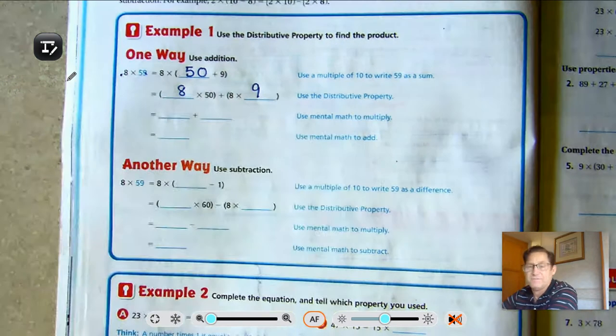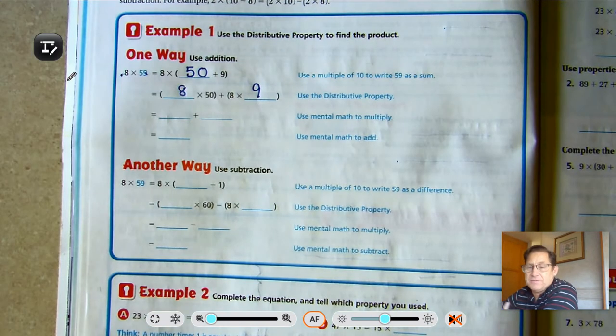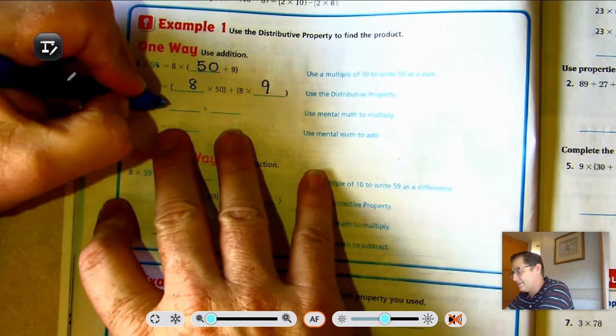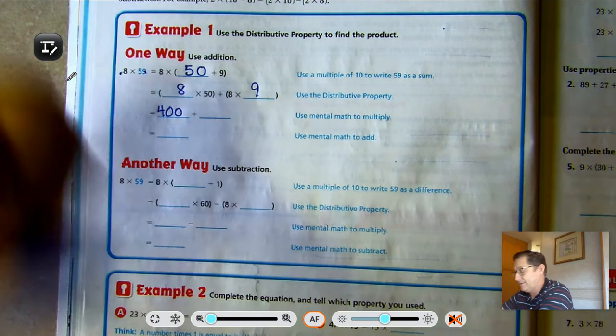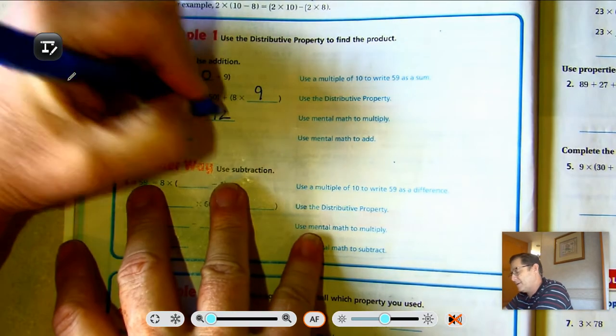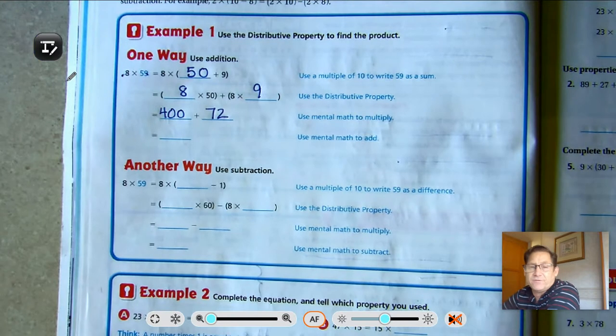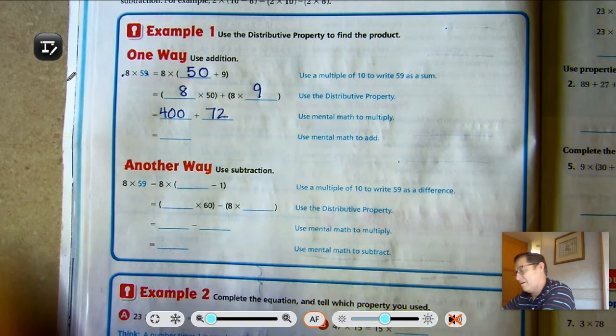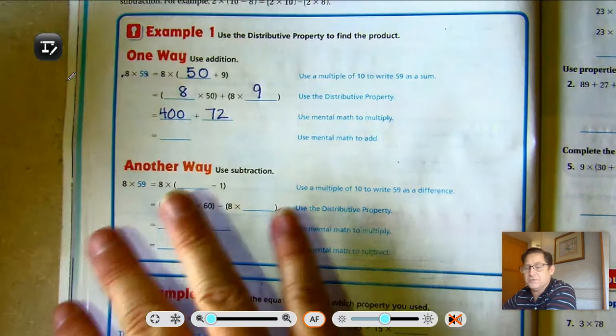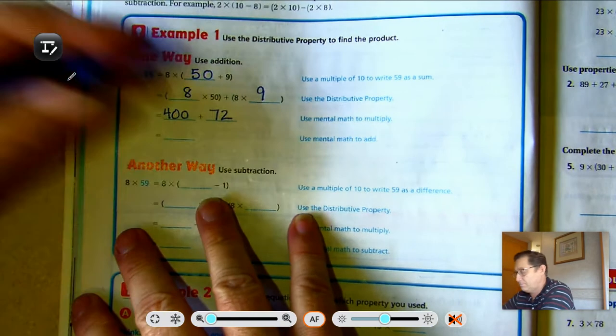8 times 50, we should be able to do that in our head. It's 8 times 5 tens. 8 times 5 is 40. So 40 tens is 400. And 8 times 9 is 72. Now, at this point in 5th grade, we shouldn't have to use the strategies we learned in 3rd and 4th grade for figuring out what 8 times 9 is. We really should have those memorized at this point. We should know 8 times 9 is 72. And then 400 plus 72, that's easy to do. It's 472.